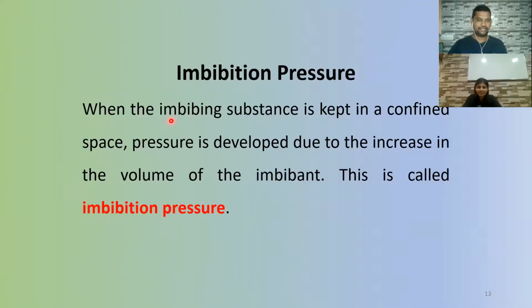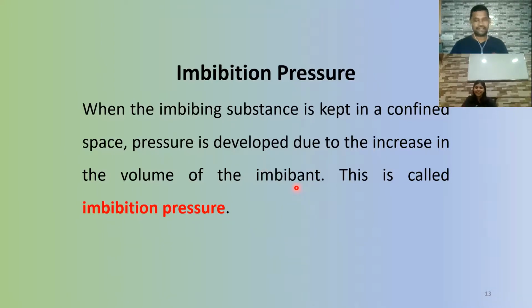Now there is a term called imbibition pressure. Imbibition pressure means, when any substance doing imbibition is kept in a confined, small space, like the test tube shown just now, it is initially small, but when it does imbibition, the volume of the imbibant increases. When the volume increases, a pressure is created because the space is less. This is called the imbibition pressure.